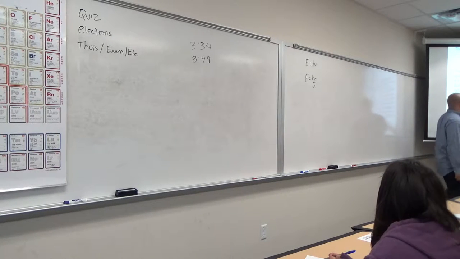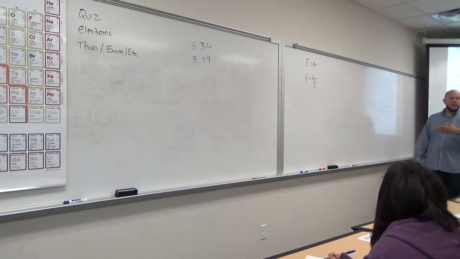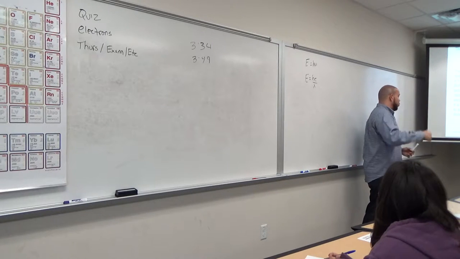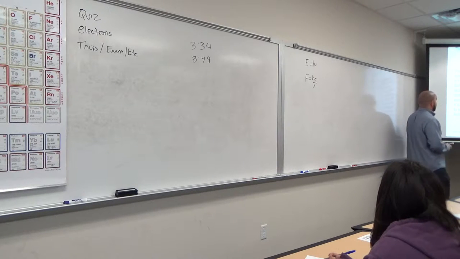Essentially, he was saying that if the electron moves between, let's say, N1 and N2, we should expect a certain light spectrum on that emission spectrum. If it goes from 3 to 1, we should expect something different, so on and so forth.